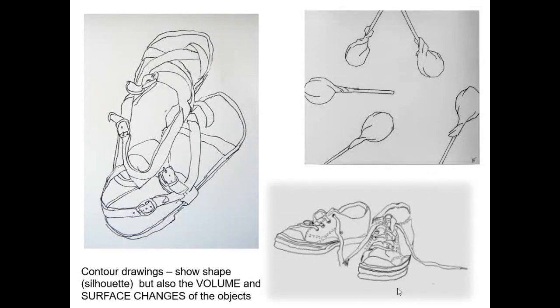We need to distinguish between outline and contour. So an outline really strictly is a line that describes the outermost edge, the outer edge of a silhouette of an object. But a contour line is one that starts to show you the three-dimensional volume of that form. So just for instance, in these sandals, there are some lines around the outside for sure. That's an outline right there.